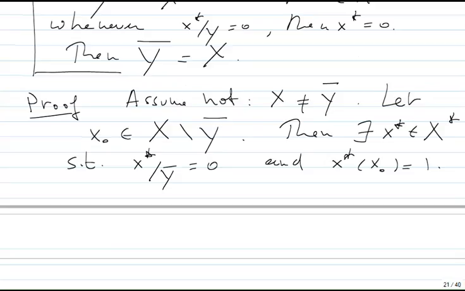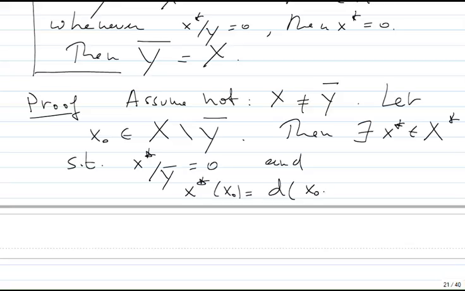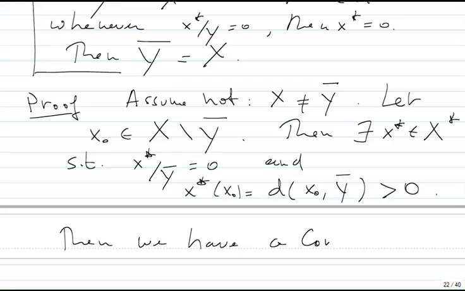Not really. Let me make it more precise. Okay, so we don't want 1. It doesn't matter. Just any number will do. But let us take the one that we just did, X star of X0, to be the distance from X0 to Y bar, which is positive. Okay. Then we have a contradiction. Why? Because X star is equal to 0 on Y bar, therefore X star is equal to 0 on Y, but it's not equal to 0 on the entire space.